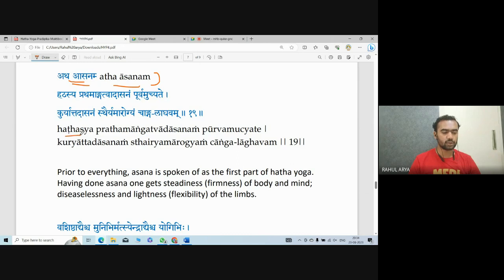So four limbs in the Hatha Pradipika, and asana is first. Hathasya prathamangatvat, asanam purvamuchyate. It means that hathasya, because we are studying hatha yoga, prathamangatvat: it is first. Prathama anga, A-N-G, anga, means first limb. It is the first limb of Hatha Pradipika.